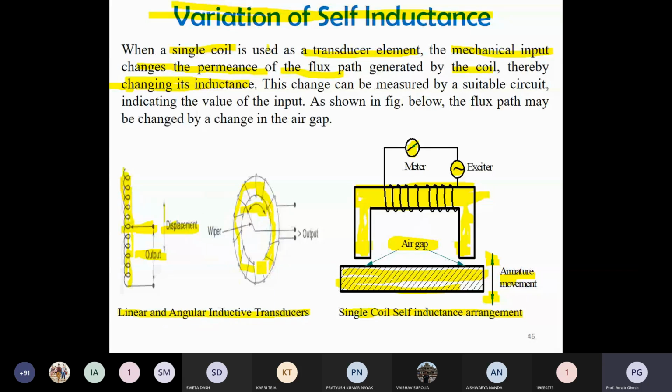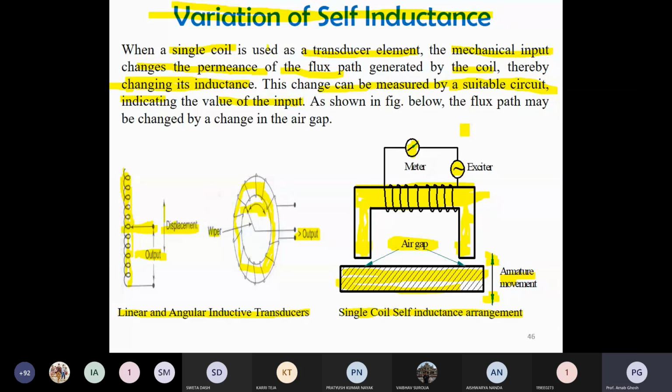transducers. Due to the change of the position of the wiper, the flux cutting also changes, so the output also changes. The change can be measured by a suitable circuit, indicating the value of the input. Why a suitable circuit? Basically, the amount of induced EMF may be small. To amplify that value, you have to design some arrangement. That's why it is written like that, suitable circuit.